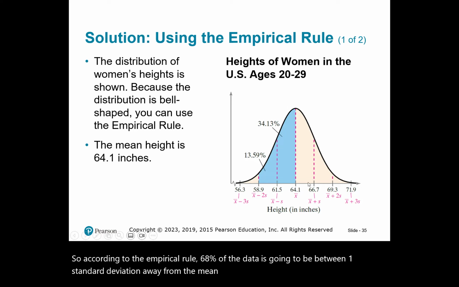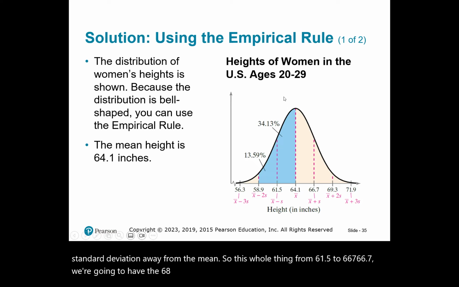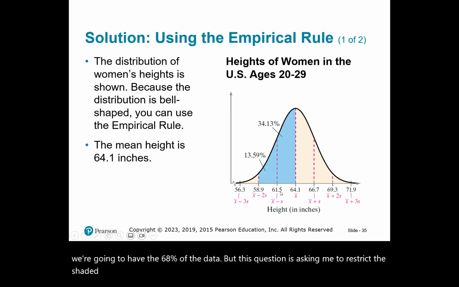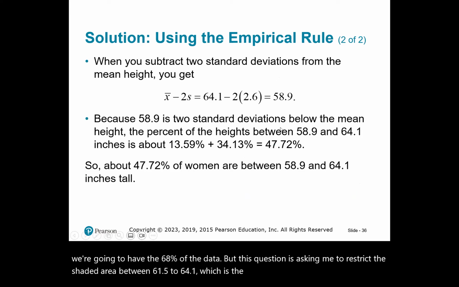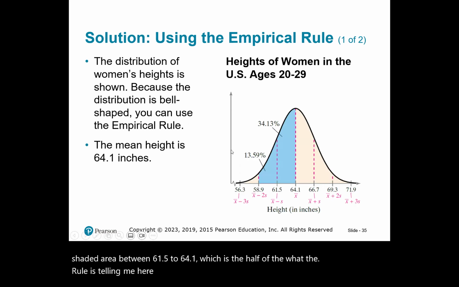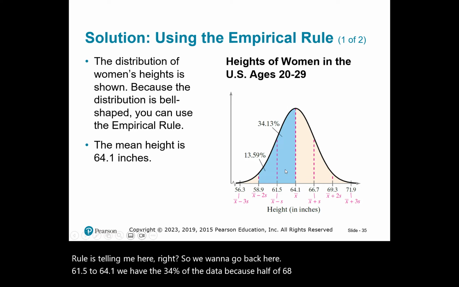So this whole thing from 61.5 to 66.7, we're going to have 68% of the data. But this question is asking me to restrict the shaded area between 61.5 to 64.1, which is half of what the rule is telling me here, right? So we want to go back here, 61.5 to 64.1. We have 34% of the data because half of 68 is 34% of the data.